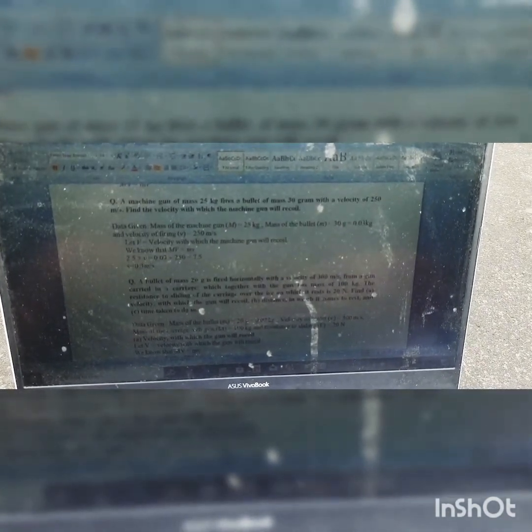So let's solve some problems. The question is: a machine gun of mass 25 kg fires a bullet of mass 30 gram with a velocity of 250 meter per second. Find the velocity with which the machine gun will recoil. It is given that capital M, the mass of the gun, is 25 kg, the mass of the bullet small m is 30 gram, and the velocity of firing, that is the velocity at which the bullet moves, is 250 meter per second. From the conservation of momentum, we can find the velocity at which the gun recoils.